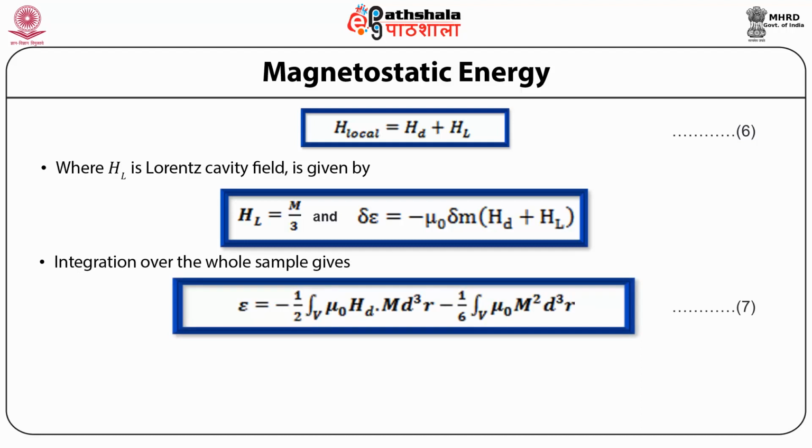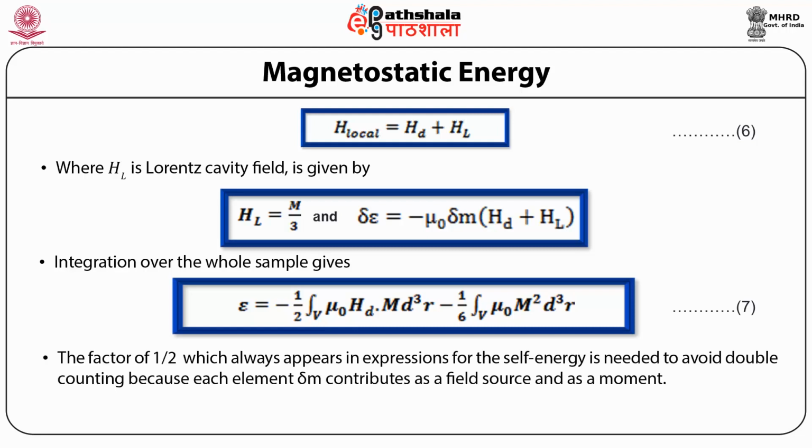Integration over the whole sample gives epsilon is equal to minus half the integral of mu 0 Hd dot M d cube r, minus 1 by 6 of the integral over V of mu 0 M square d cube r. The factor of half, which always appears in expressions for the self energy, is needed to avoid double counting, because each element delta m contributes as a field source and as a moment.